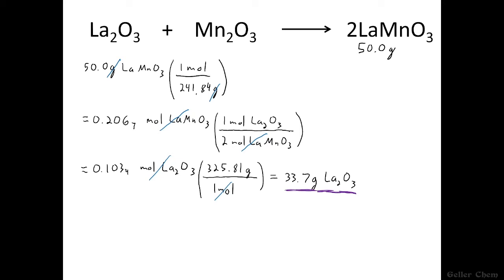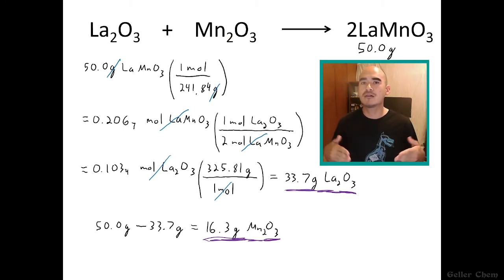Since I know that my final product must be 50.0 grams, and I know that 33.7 of those grams are ultimately coming from the La2O3, well, conservation of mass tells us that if I subtract one number from the other, 16.3 grams must be coming from our other reactant. Because this remaining mass must come from somewhere, and the only logical explanation would be it comes from this other reactant. And again, I can weigh these masses out easily.